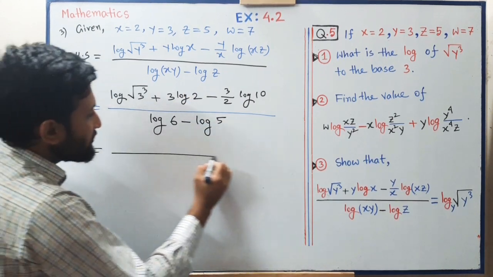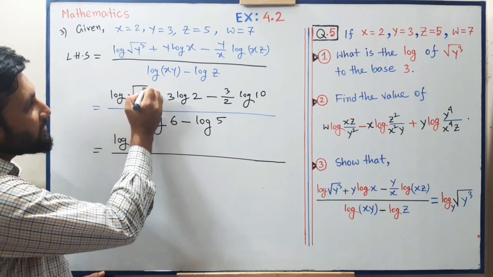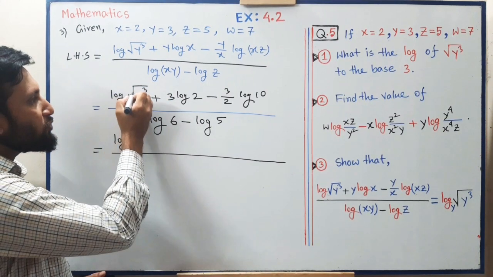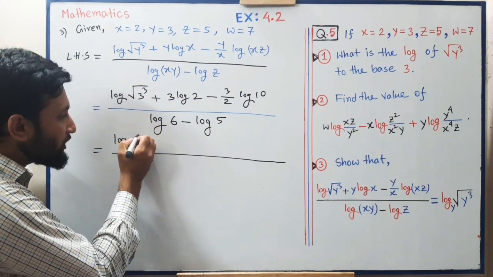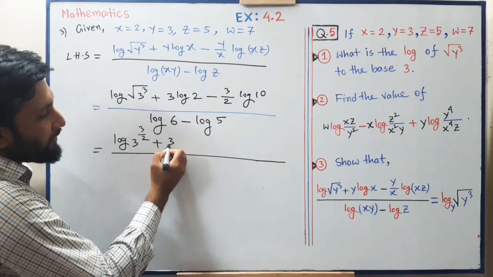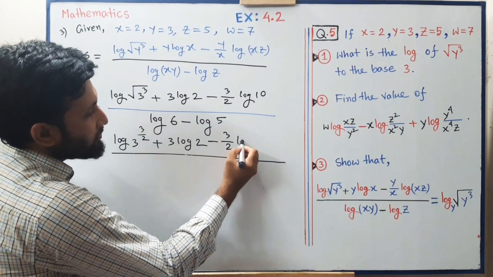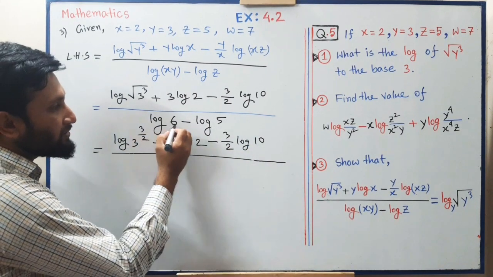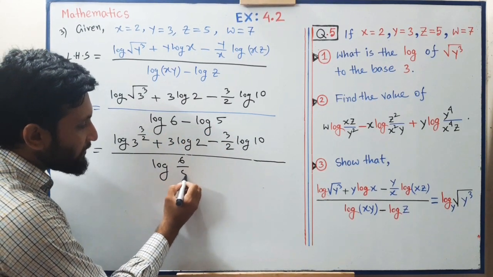So in the next line we can write, in the numerator, log root 3 cube. So 3 to the power 3 into half, that means square root, that means power half. So 3 into half, directly we can write 3 by 2, and then plus 3 log 2, and then minus 3 by 2 log 10. In the denominator we use the formula, we know the formula log 6 minus log 5, so common log, and we can write 6 divided by 5.